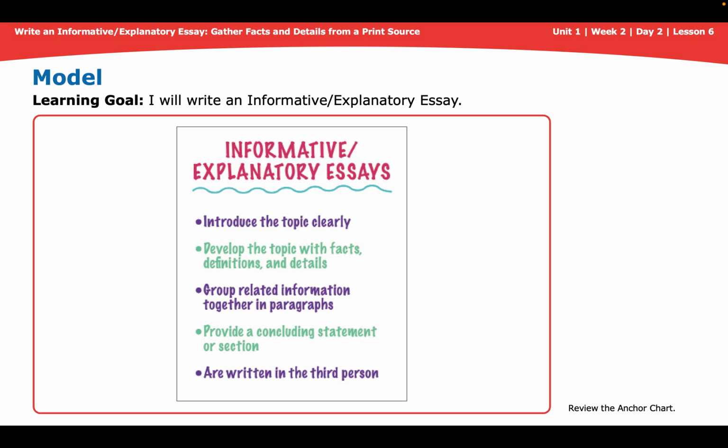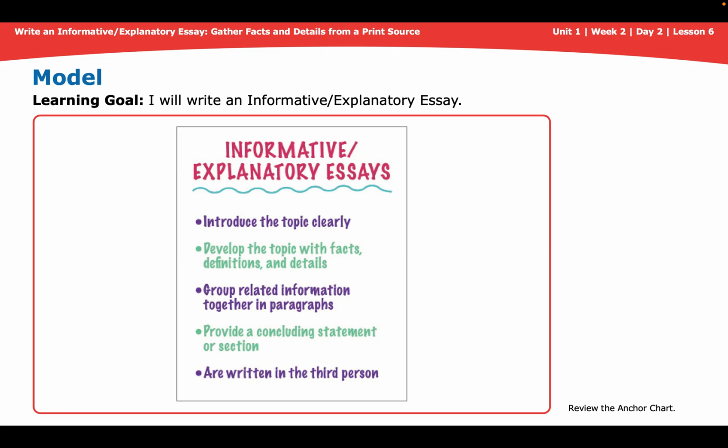Welcome back to your writing. Today we are going to be gathering facts and details from a print source. So we are in the pre-writing stage, so not actually drafting yet, not actually writing. We have to get certain things before we do that, and that's what we're working on today.